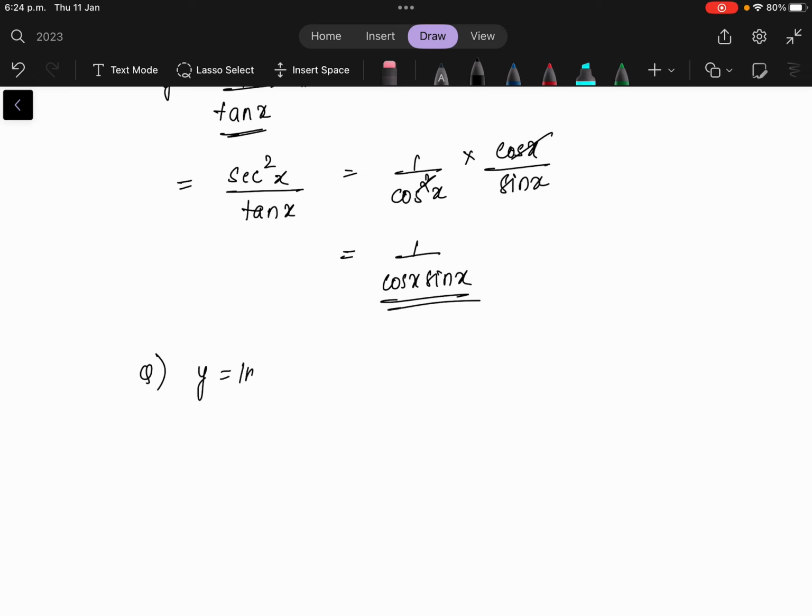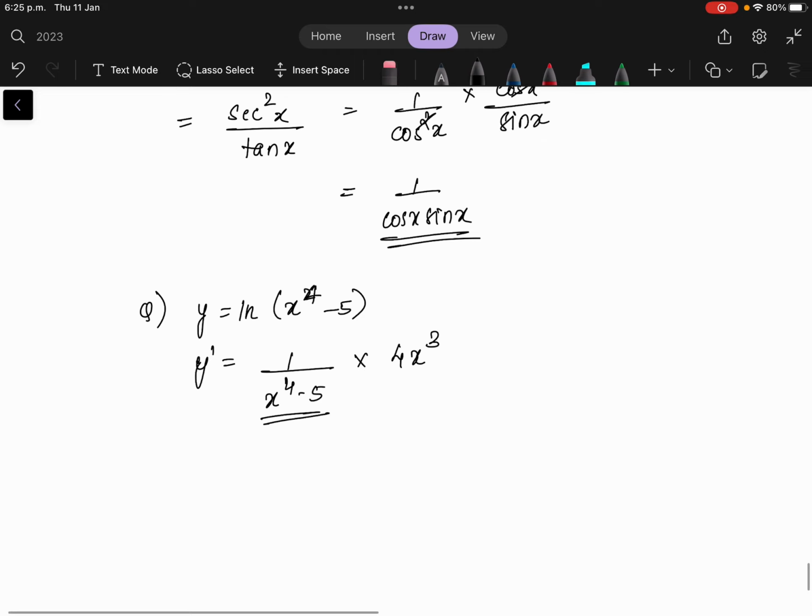So y is equal to ln x to the power of 4 minus 5. So y dash is equal to 1 over x to the power of 4 over 5, and then differentiate this again, which is like 4x cube. Okay, and then simplify this. Okay, now comes the combination.